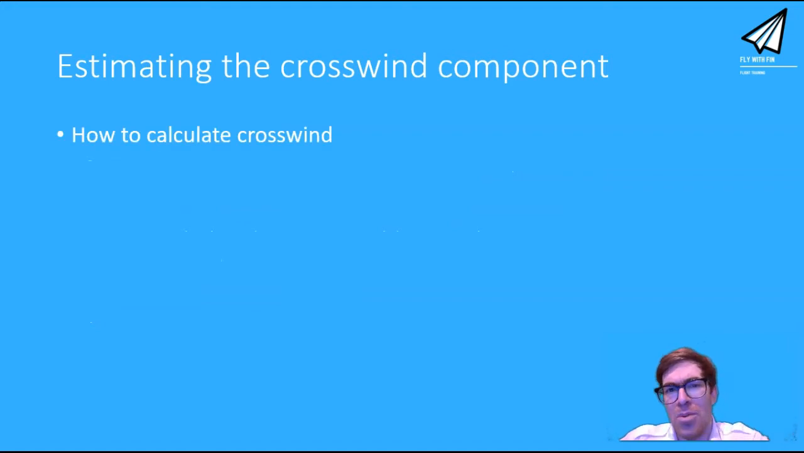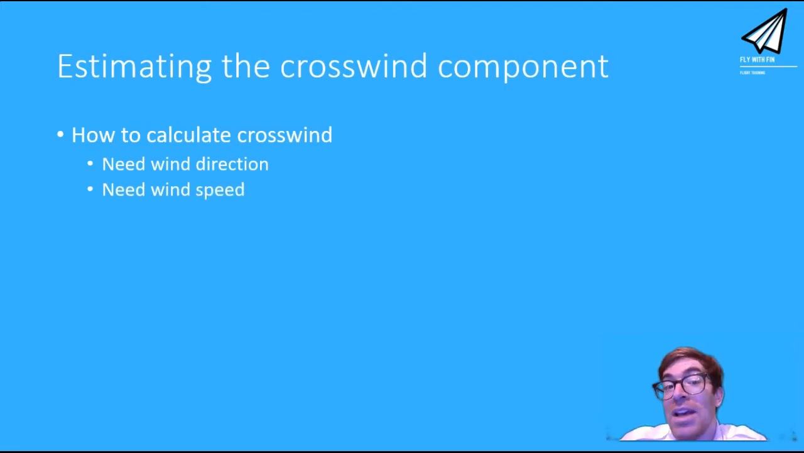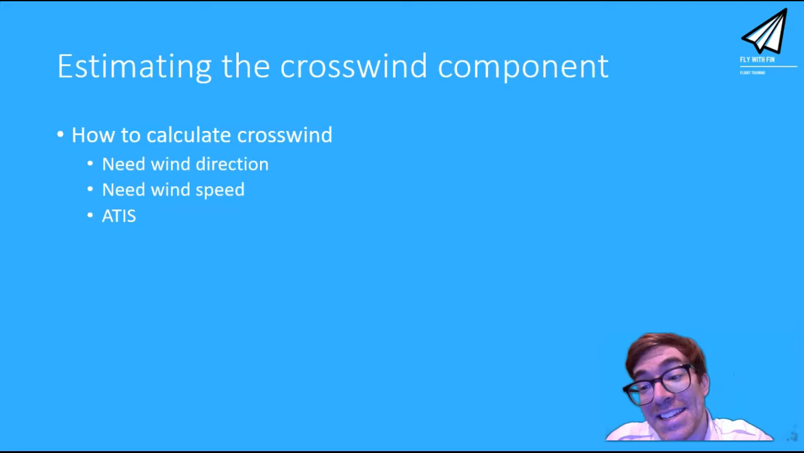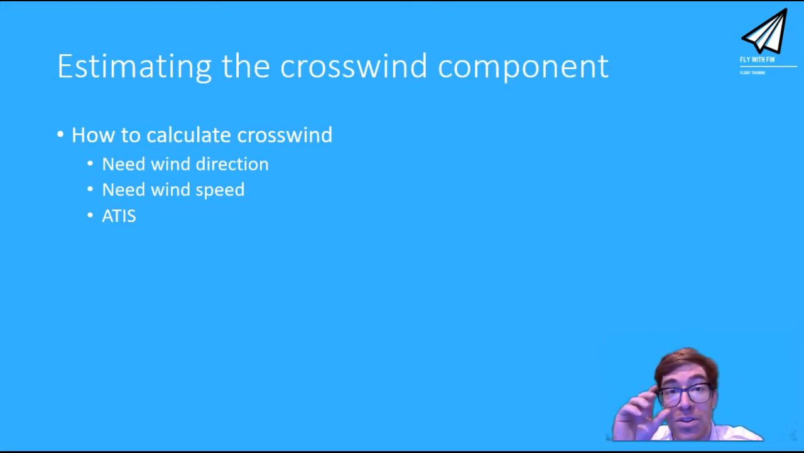Let's dig into it a little bit more. So how do we even calculate it? And that's really what this video is about. We need a few things first. First, we need the wind direction, and then we need the wind speed. And that makes up the wind. You're probably quite used to hearing that because you hear it on the ATIS. If your airfield has ATIS, then it tells you what the wind is.